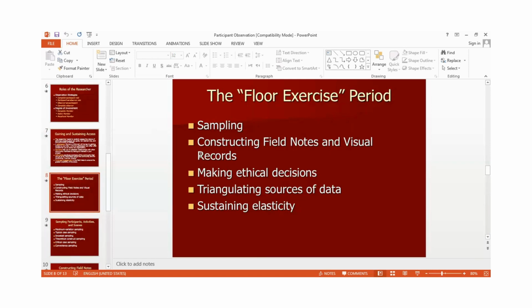This is the flow exercise period that starts from the sampling. After the sampling, we construct the field notes. The observer notes down the field notes and the visual records. Third is the ethical decisions. And then triangulate the sources of data. That is the fourth stage.